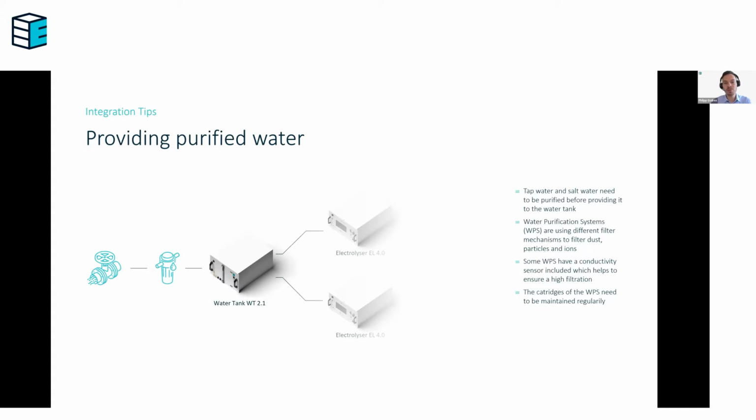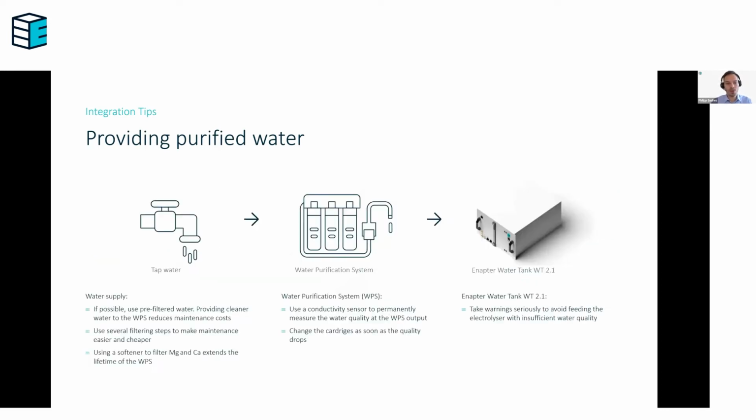And some of these WPS water purification systems, they also have a conductivity sensor. And this helps to ensure a high filtration. But please keep in mind to regularly maintain your water purification system so that we always have a steady and high quality of the purified water. So what's necessary to consider here?